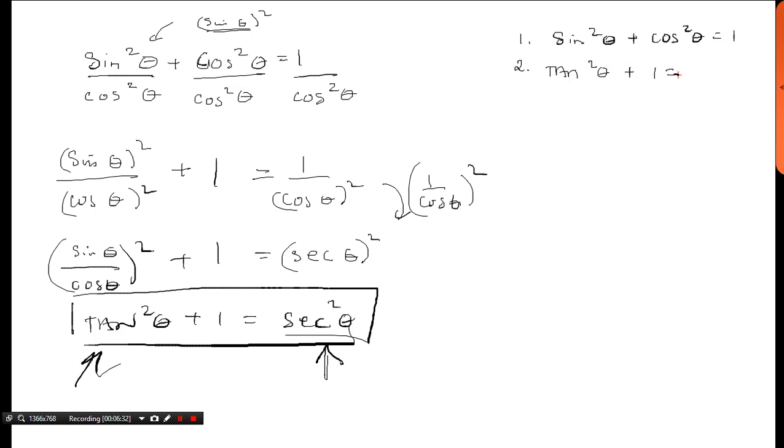Unfortunately, my software doesn't allow me to erase part. I have to erase all of it. So I'll do number 3. And number 3 is going to be the exact same way. Instead of dividing by cosine, I'm actually going to divide by sine and see what I get. So here we go. I'm going to erase my board. Alright, let's start with the Pythagorean identity. Sine squared theta plus cosine squared theta equals 1.